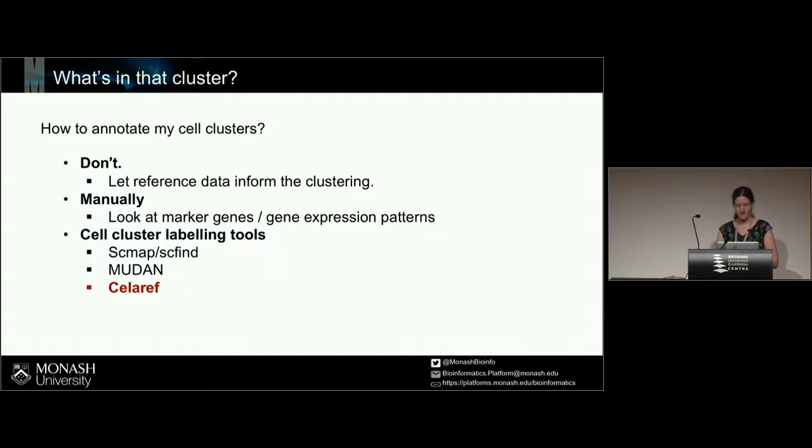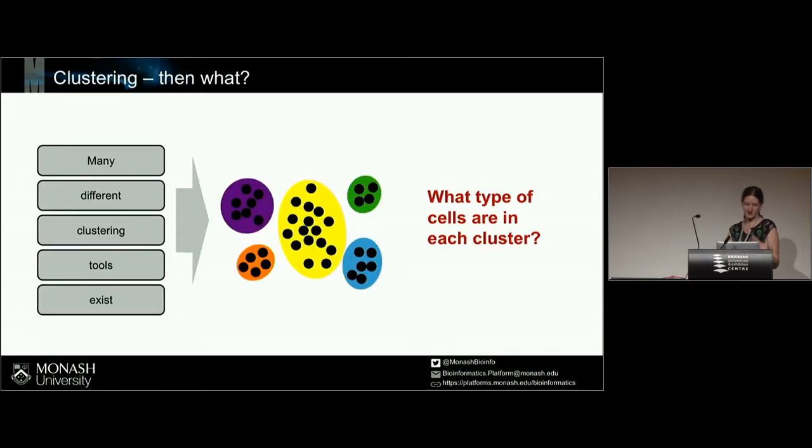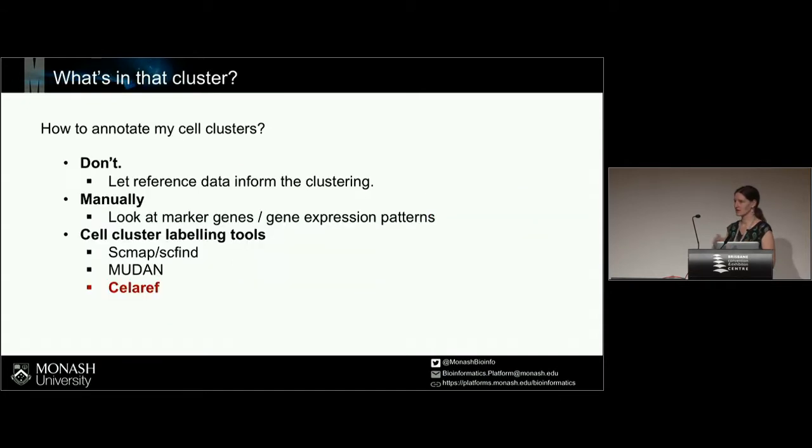So there are obviously a bunch of ways to annotate your single cell clusters, and the first one is, don't. Actually go back and use a different clustering tool. There are a few that can be aware of different tissue sample types and reference data.